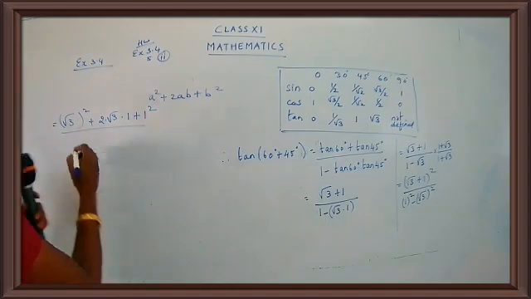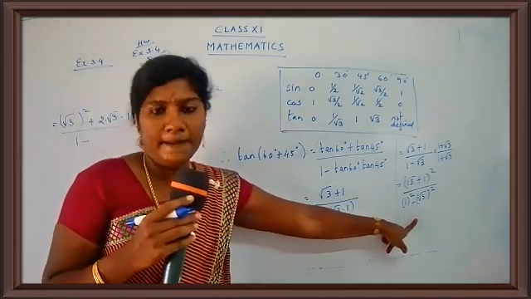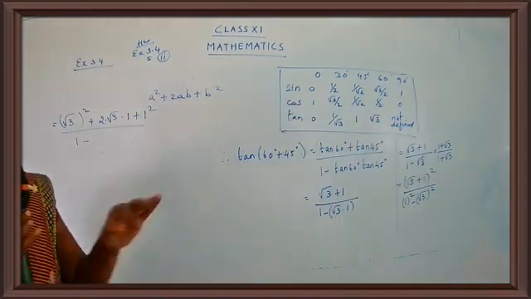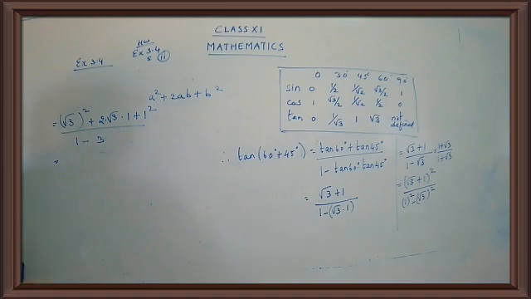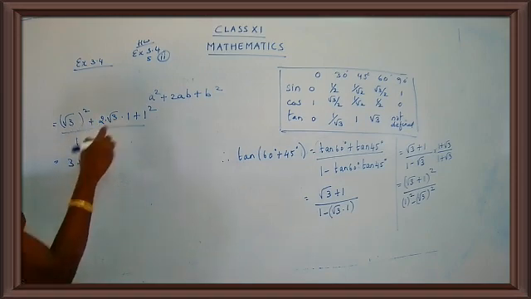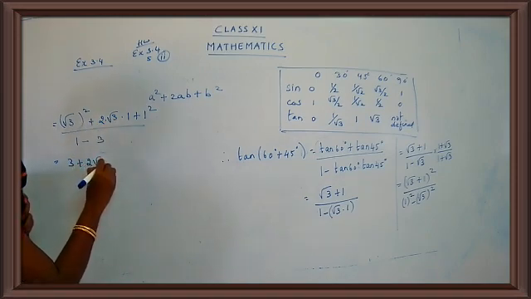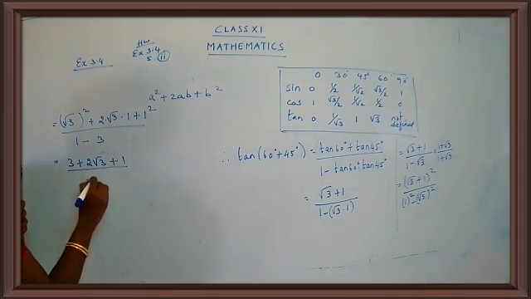Now, coming to the next one. The main sign is minus. Root 3 into root 3 is 3. Remember this. So now let's simplify it further. Root 3 square, you know what is the value for root 3 square? Yes, it's going to be 3 plus 2 into root 3 into 1, that's going to be 2 root 3 plus 1. So what do you get here? 3 plus 2 root 3 plus 1 upon 1 minus 3, which is minus 2.